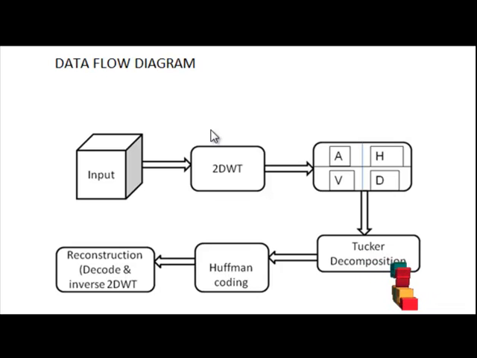The block diagram of our project. First, we will load the input hyperspectral images. Then next, 2D DWT. The discrete wavelet transform is applied to each spectral band of the hyperspectral images in order to obtain the 4 sub-images: approximate, horizontal, vertical and diagonal.